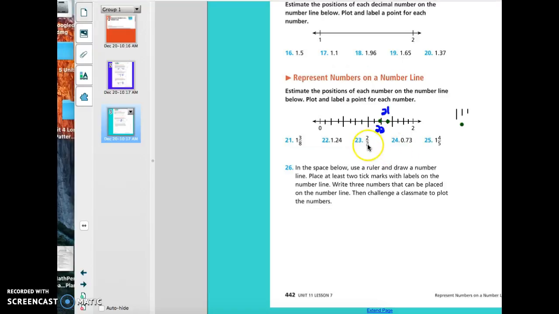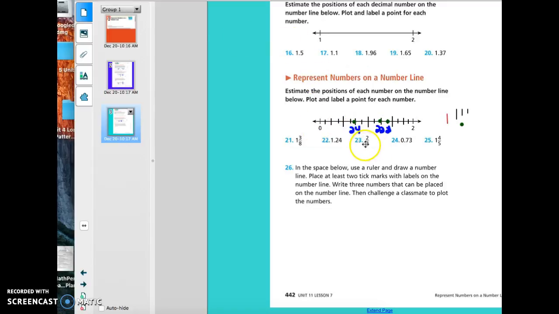All right, I'm going to skip 2/3 for a second. We're going to look at this one. 73 hundredths. So I'm going to look at my number line, and I know that, again, remember this was a half, and this is 3/4, and I know that 0.75 is the same as 3/4, so it's just going to be a little shy, a little less than 3/4, which would be right about there. So we'll label that one number 24.